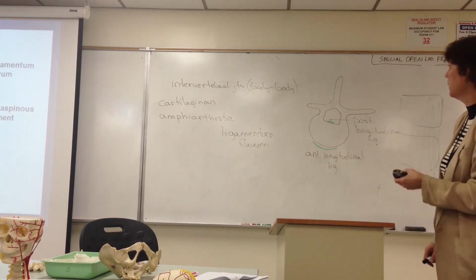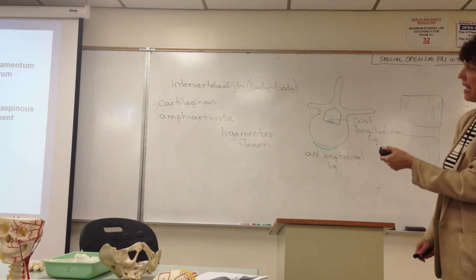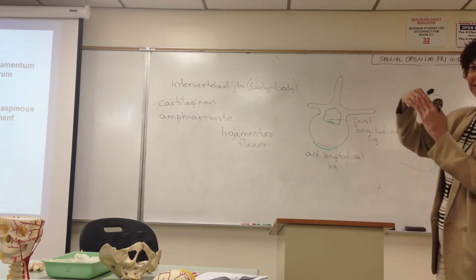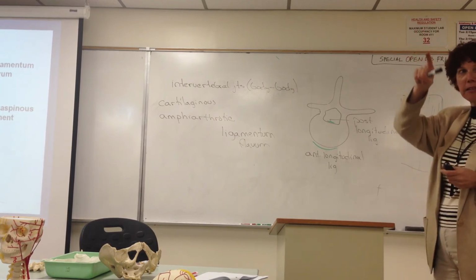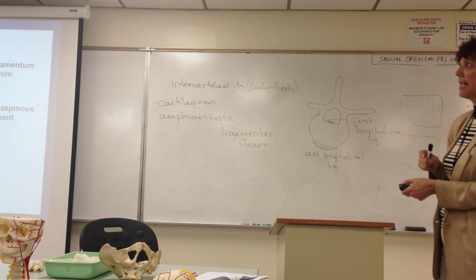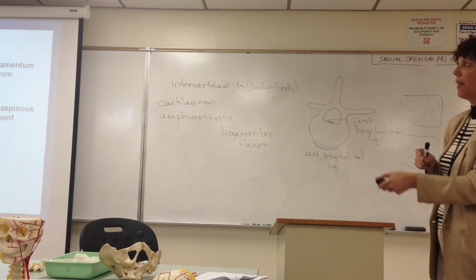All right, and then the last one that you need to know runs along spinous process to spinous process, not between them, but just the spinous surface. So if you were to run your finger down someone's back, right, just under the skin would be the supraspinous ligament. So these are the 4 that I want you to know.